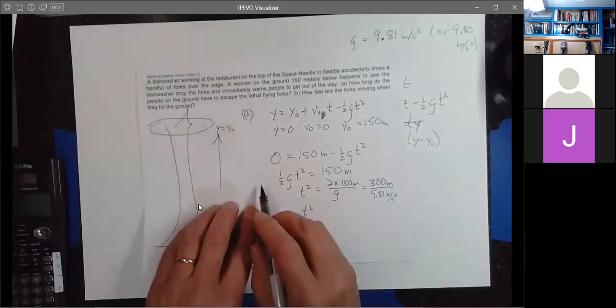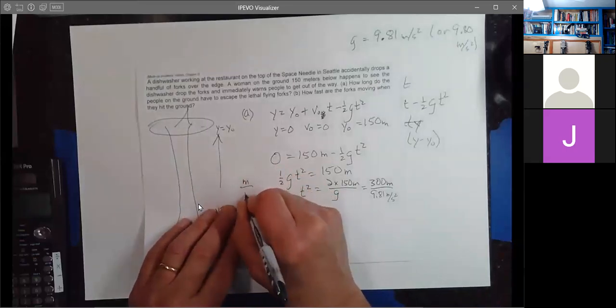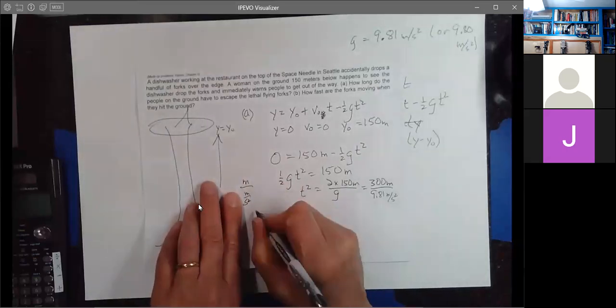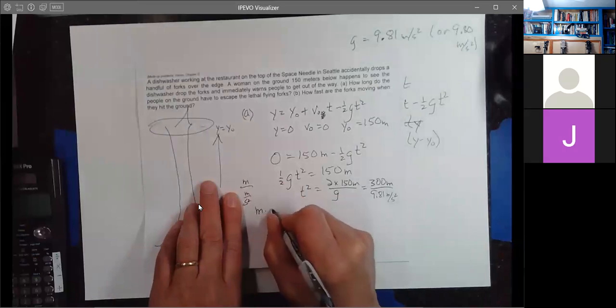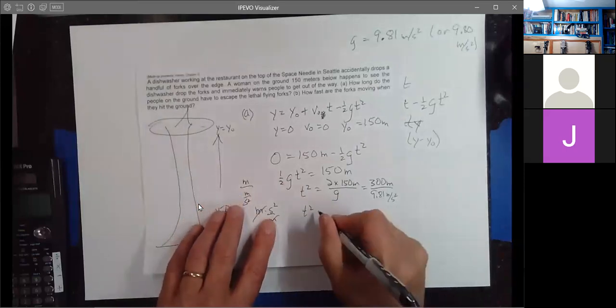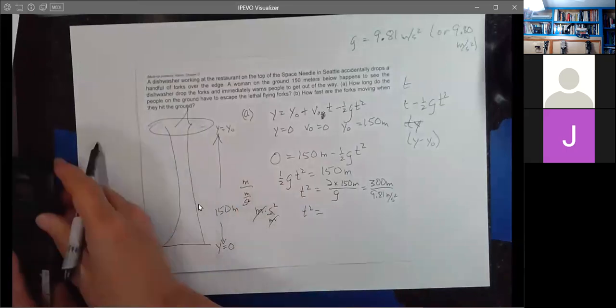I'll do that off to the side here. I would have meters divided by meters per second squared. When you divide by a fraction, you flip it and multiply, so I'll have meters times seconds squared per meter. The meters divide out and I just get t squared in seconds squared. Well, that makes sense. That's not so bad.